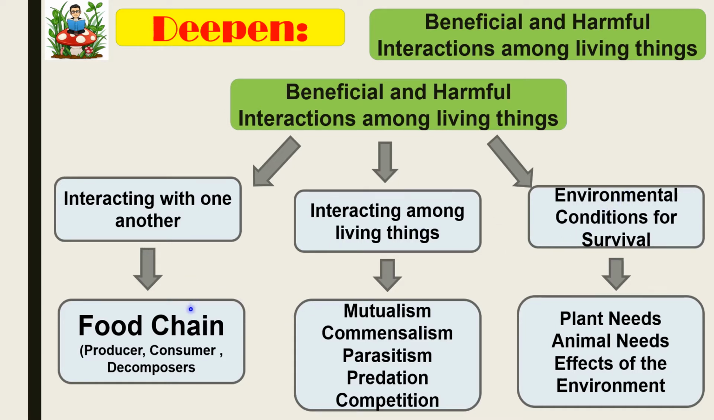Under interacting with one another, food chain consists of producer, consumer, and decomposer. While in interacting among living things: mutualism, commensalism, parasitism, predation, competition, and environmental condition for survival, plants' needs and animal needs, and the effects of this environment.